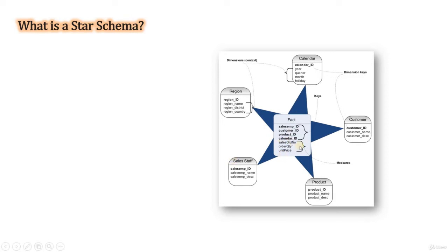As you can see here, we have a fact table and different dimension tables like calendar, customer, product, sales staff, and region. So this is in the form of a star. That's why it is called star schema.